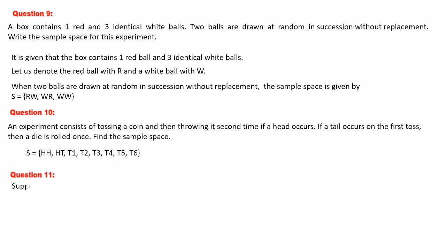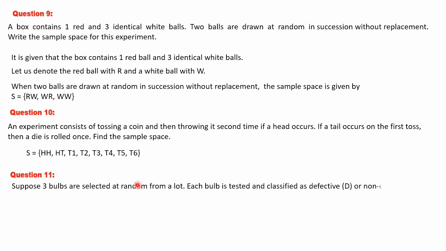Question number 11. Suppose 3 bulbs are selected at random from a lot. Each bulb is tested and classified as defective, that is D, or non-defective, that is N. Write the sample space of this experiment. 3 bulbs you are choosing from a particular number of bulbs, and each bulb is tested and classified as defective D or non-defective N. Write the sample space of this experiment.